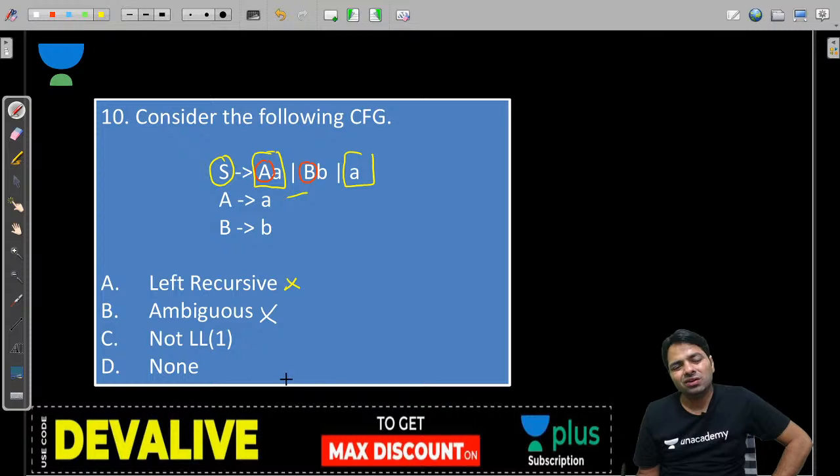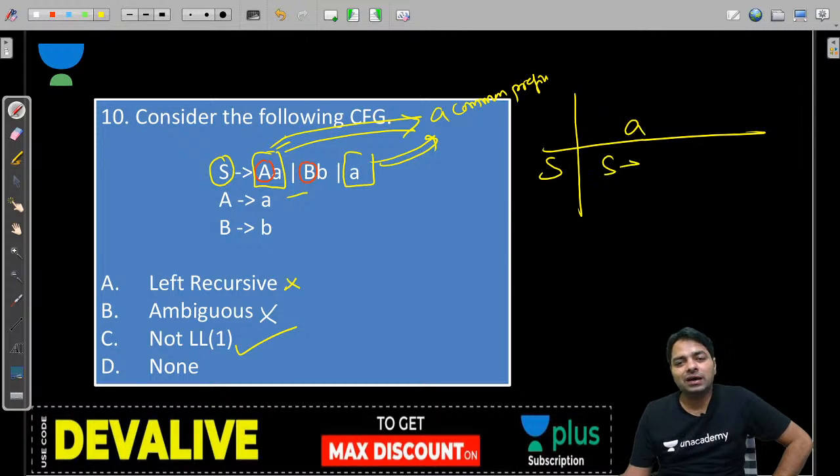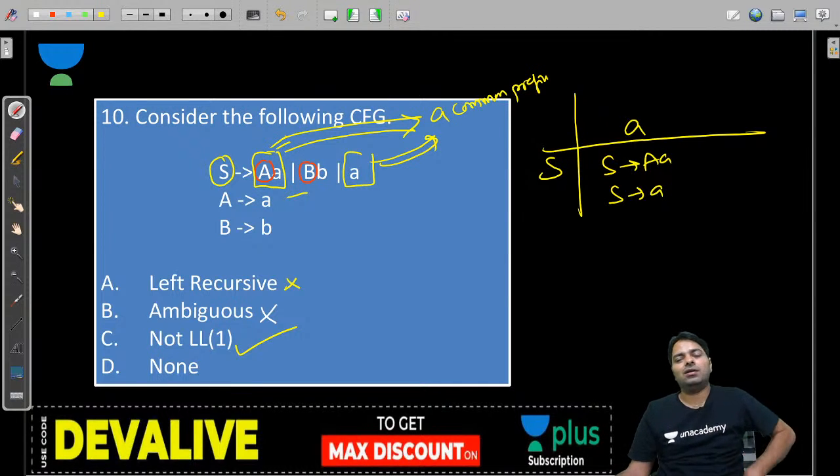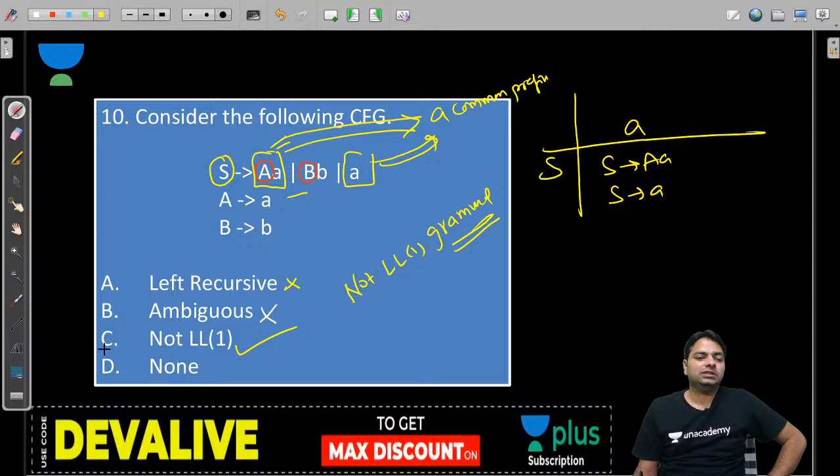And not LL1. Is it LL1 or not LL1? Yes, it is not LL1 because from here you have a common prefix A, and here also a common prefix. So when somebody constructs the table, S on A, you will have this production as well as this production. So that makes it not an LL1 grammar. It is not LL1. Is it correct? The grammar is not LL1. Yeah, C is the right one.